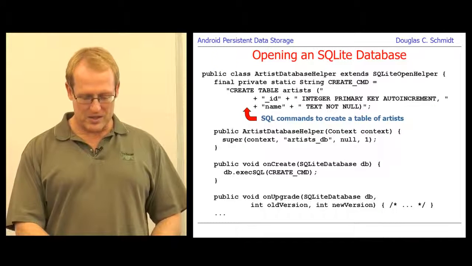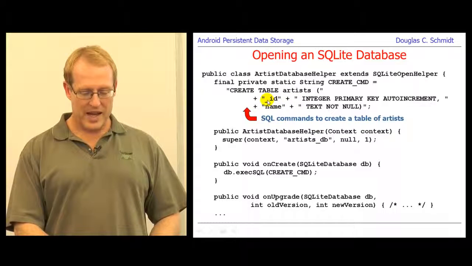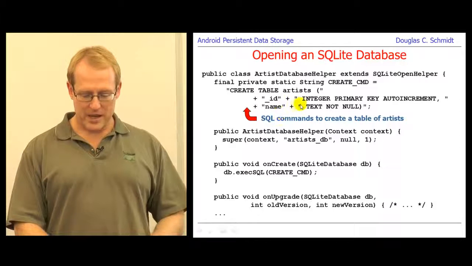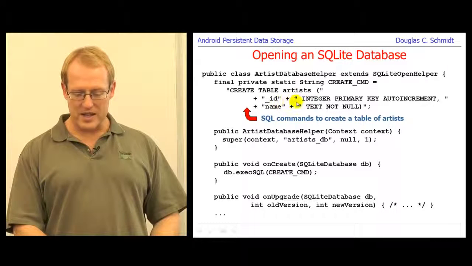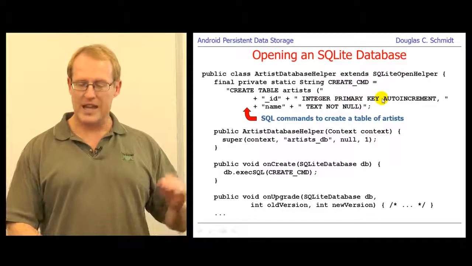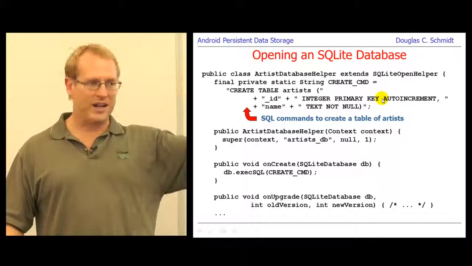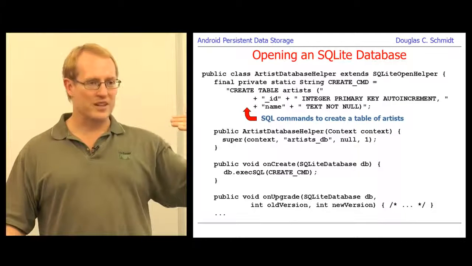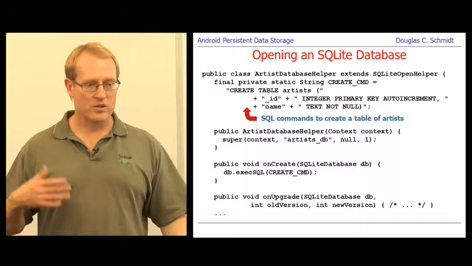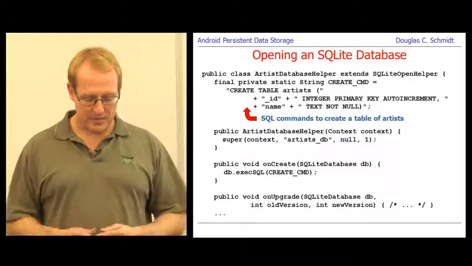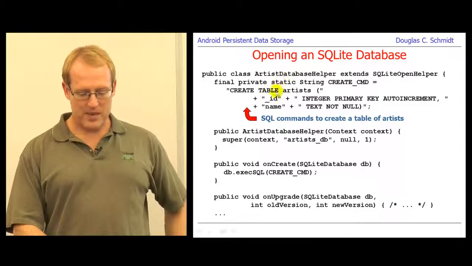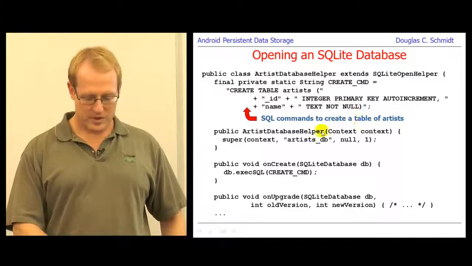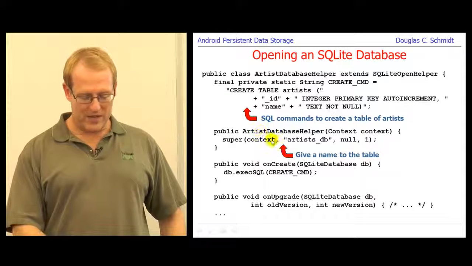If you read this, you can basically see that the artists table has an ID field, and that's going to be incremented automatically. ID is an integer, it's the primary key, and it auto increments itself. So it'll unambiguously keep track of a monotonically increasing set of values that it uses in order to keep track of the artist ID. And then we also have a name, and as you can see, the name is text, and the name can't be null. So down here we have the constructor.